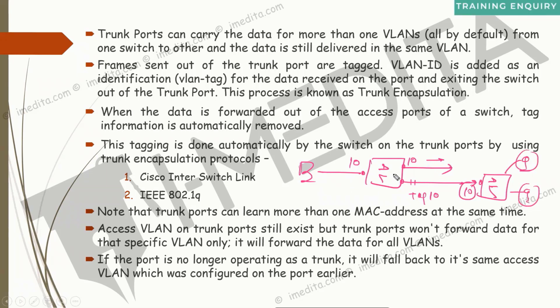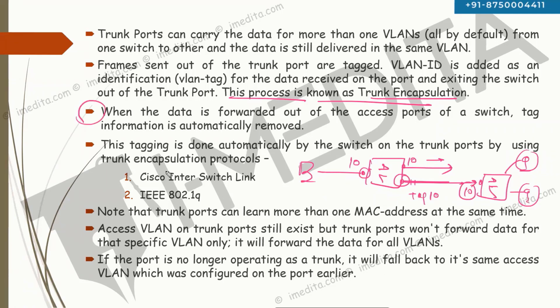This process, when traffic is received onto the switch port and exits out of the trunk port, some extra information will be added. That extra information is in the format of a VLAN tag. That addition of extra information is what we refer to as trunk encapsulation. Trunk encapsulation is a process of adding some extra information on the data that exits out of the particular trunk link, right?